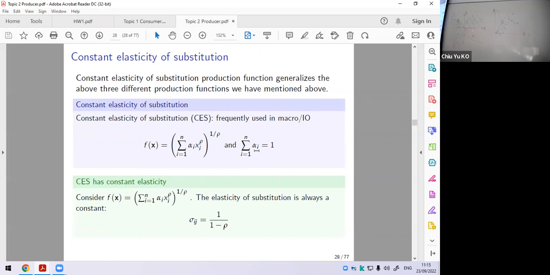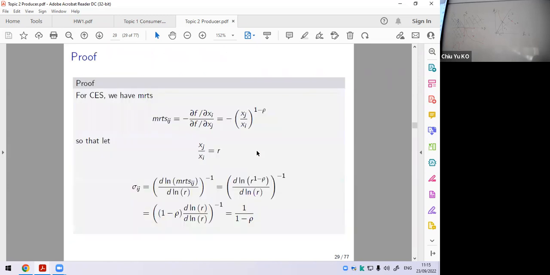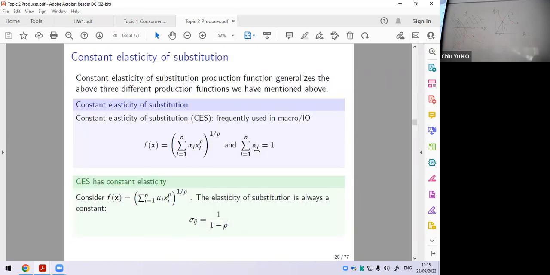name suggests, constant elasticity of substitution. Okay, so that has a very nice behavior. Okay, and it's always this one. The proof is here, but I don't want to go into the proof because it's not important. No one really cares. But this one has very nice properties, but I don't think we have time to go over it. And to be honest, although it's very famous, I never use it for my research.